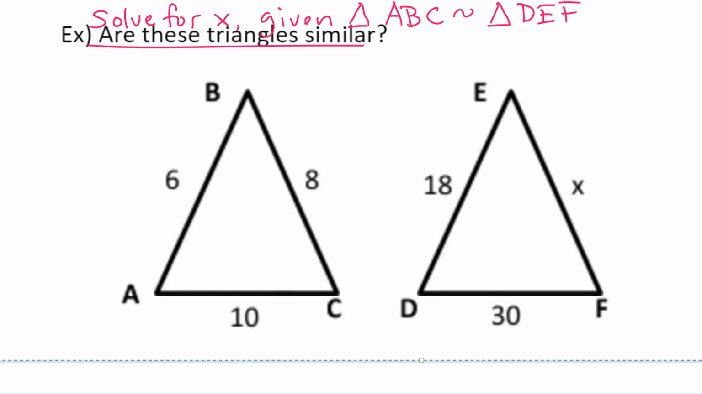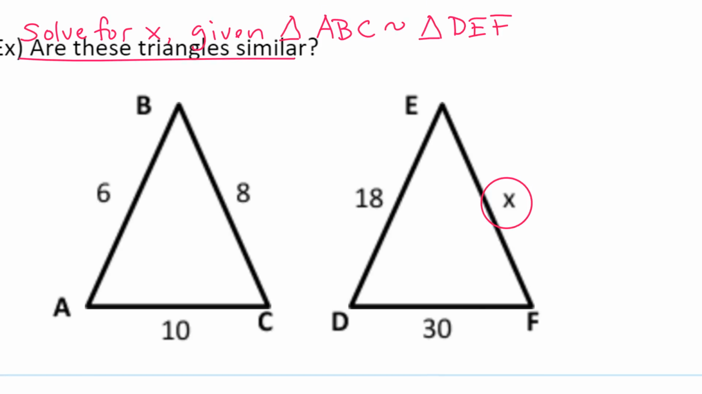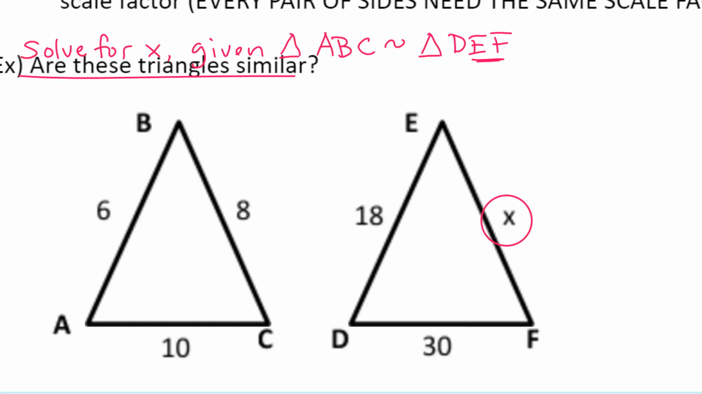So, how do you set up a proportion? What side is X, the side EF, similar to on the first triangle? How do you know that? You look at the similarity statement. Here, EF is your second and third letters. What are your second and third letters in the first triangle? So EF is similar to BC.